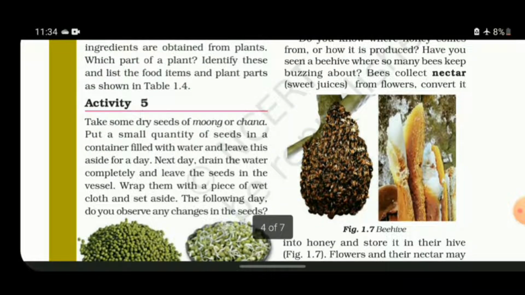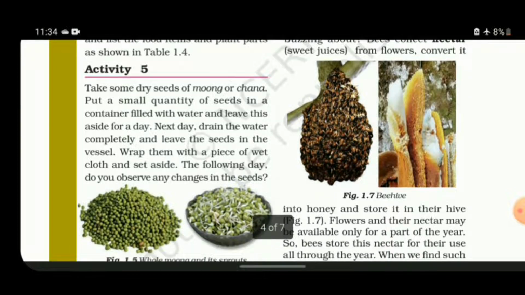Activity 5. Take some dry seeds of mung or chana. Put a small quantity of seeds in a container filled with water and leave this aside for a day. Next day, drain the water completely and leave the seeds in the vessel. Wrap them with a piece of wet cloth and set aside the following day.